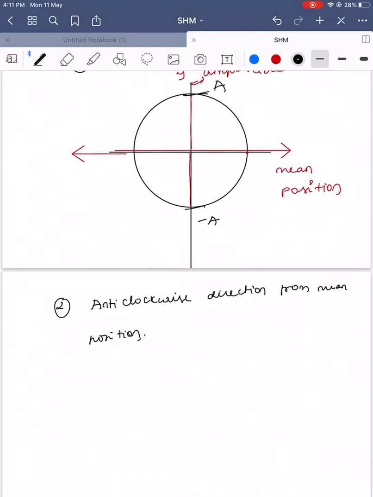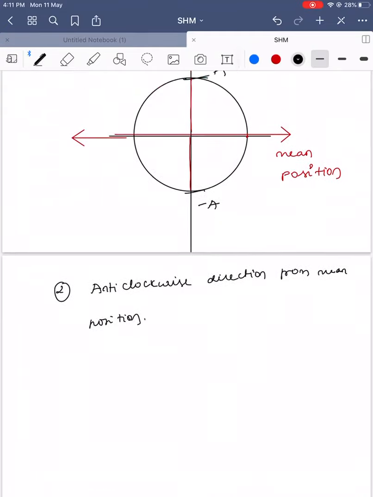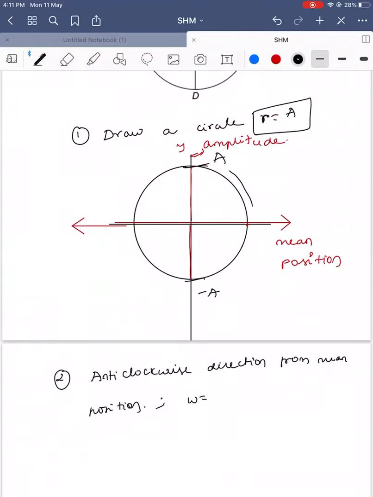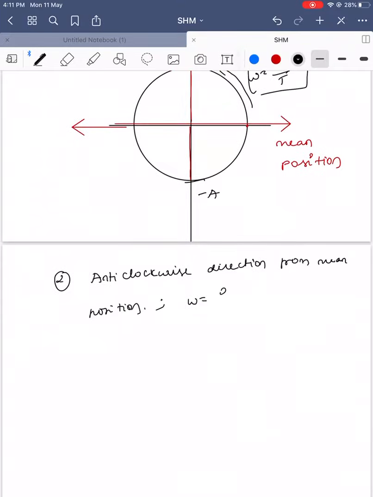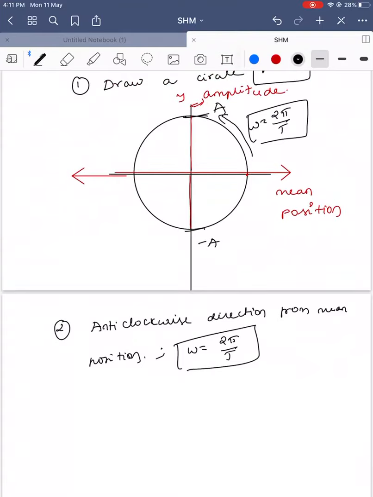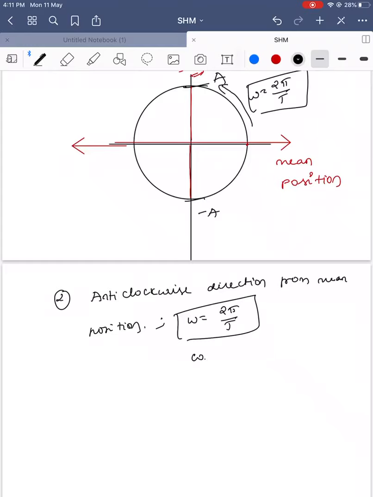Listen carefully, we are going to discuss 8 cases. This circle is moving in the anti-clockwise direction with angular velocity omega equal to 2 pi by T. It is like a circular motion of a body with a constant angular velocity. The angular velocity is not variable, it is constant.